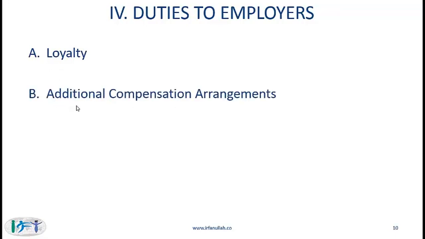4B is additional compensation arrangements. You must not accept gifts, benefits, compensation, or consideration that competes with or might reasonably be expected to create a conflict of interest with your employer's interest unless you obtain written consent from all parties involved.